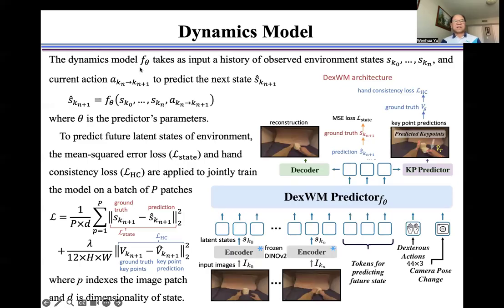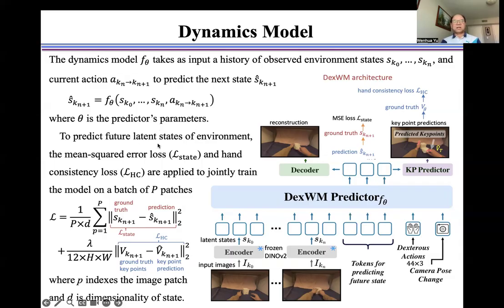The dynamics model F_theta takes as an input a history of observed environment states from s_k1 to s_kn, as shown here, and the current action a_kn to kn+1, as shown here, to predict the next state s_kn+1 caret, as shown in this equation, where theta is the predictor's parameters.